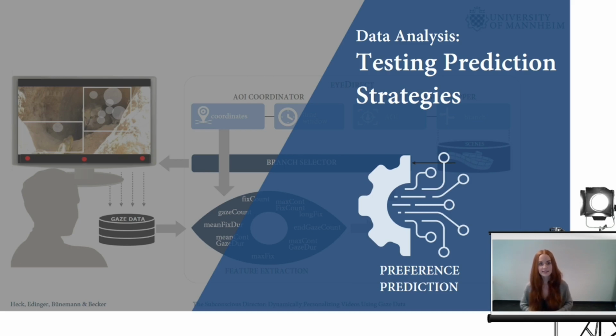In the data analysis, we evaluated different preference prediction strategies. Our primary objective was not to evaluate the prediction accuracy of the strategies, but instead we wanted to find out whether, allowing for the remaining prediction error, the tested strategies can improve user engagement.